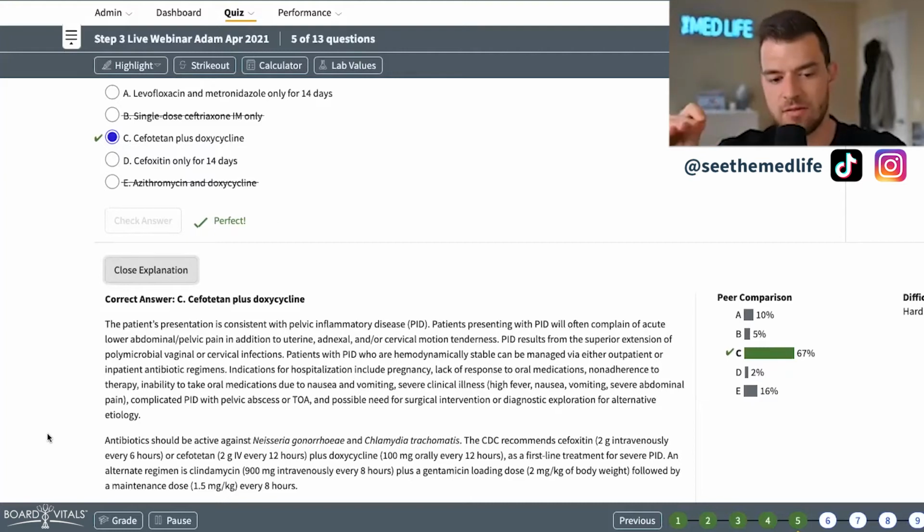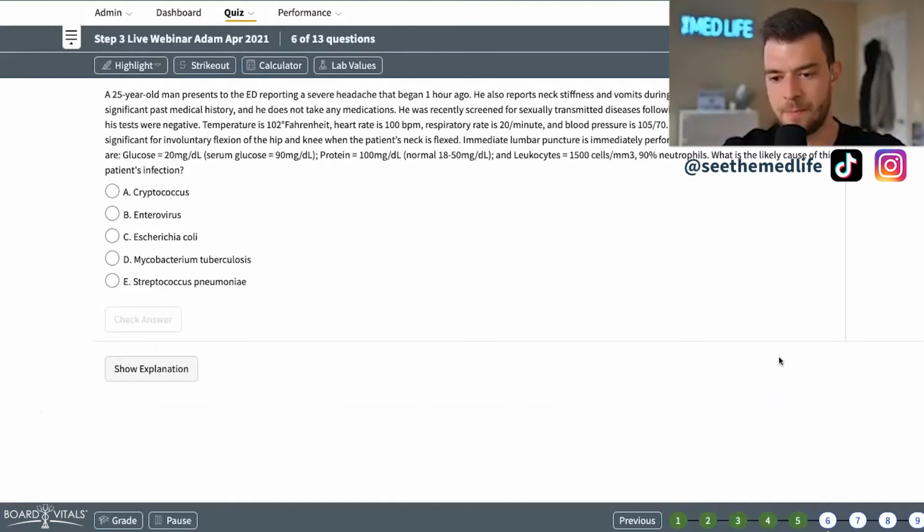And then again, levofloxacin and metronidazole is very broad. It's kind of saying respiratory, something maybe above the lung, and then anaerobic, like they say metro below the diaphragm. So that doesn't really fit here either. So realistically, you were between C and D, and you did a great job. So nice work with that question. We can go on to the next one here.